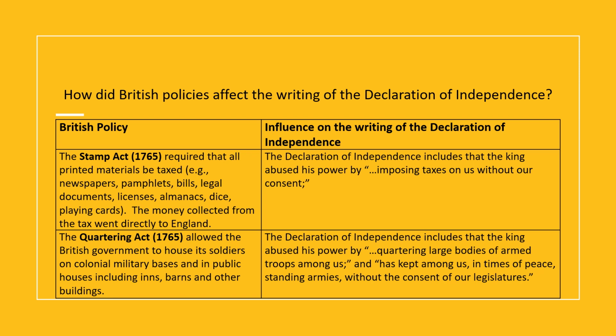So we see that the Declaration of Independence says that the king abused his power by imposing taxes on us without our consent. The king imposed taxes on us without our consent. The Quartering Act allowed the British government to house its soldiers on colonial military bases and in public houses, including inns, barns, and other buildings.